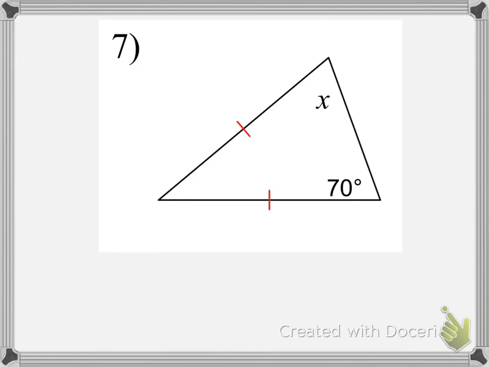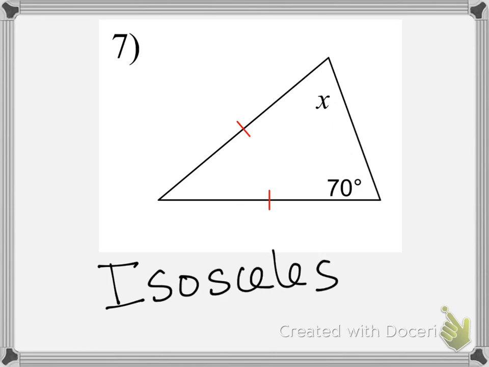Anyone? Isosceles. Perfect. Yes, it's an isosceles triangle. Because we know it's an isosceles triangle, right? Because it has two sides that are congruent, right? So these two sides here are congruent.